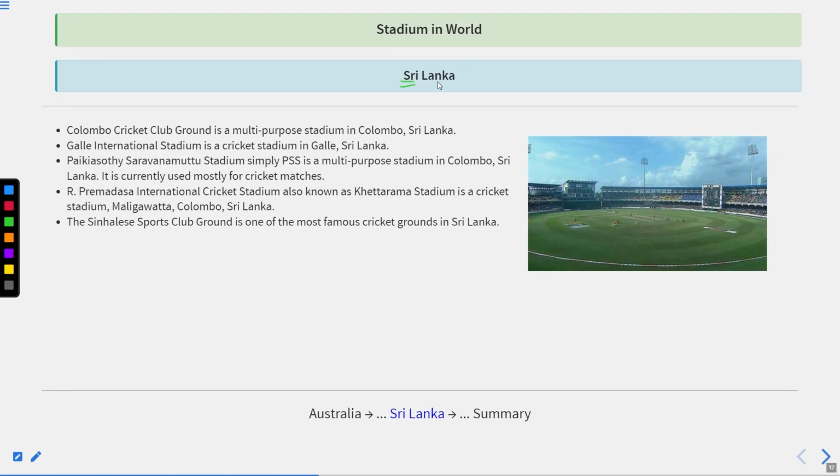Now we have Sri Lanka. The first ground that we require to discuss is the Colombo Cricket Club ground, which is a multi-purpose stadium in Colombo, Sri Lanka. We have Galle International Stadium, a cricket stadium in Galle, Sri Lanka. Then Paikiasothy Saravanamuttu Stadium, simply known as the P Sara. It is a multi-purpose stadium in Colombo, Sri Lanka, currently used mostly for cricket matches. Then R. Premadasa International Cricket Stadium, also known as Khettarama Stadium. It is a cricket stadium in Maligawatta, Colombo, Sri Lanka. Then we have Sinhalese Sports Club Ground, one of the most famous cricket grounds in Sri Lanka.